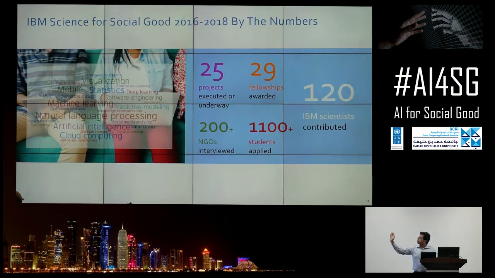These are some numbers about the Science for Social Good project, how we have been running it, the number of fellowships awarded, and you can see that a lot of effort has gone into this project. And as I said again, this was a dedicated effort and not an effort where you just spend 10% or 20% of your time trying to do social good.